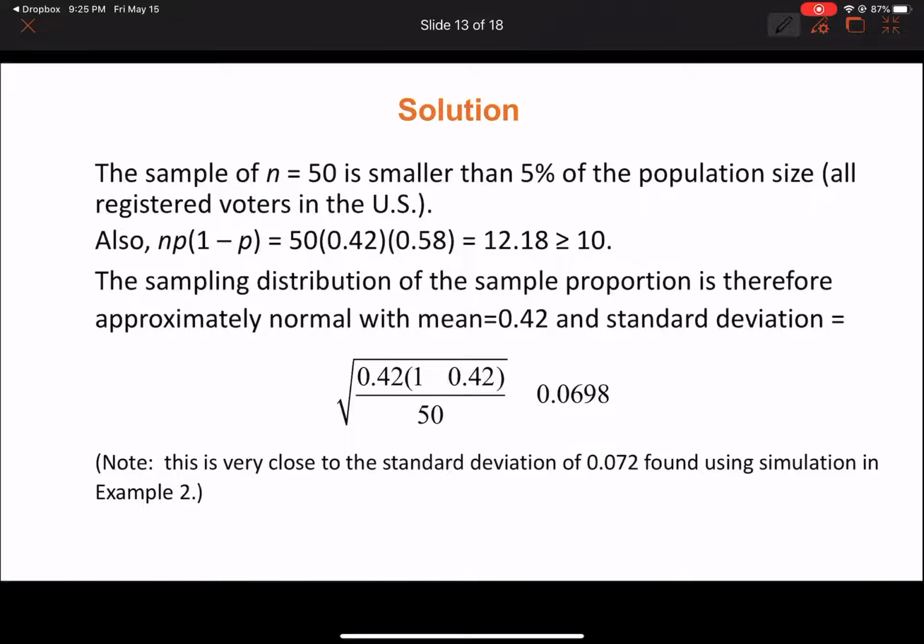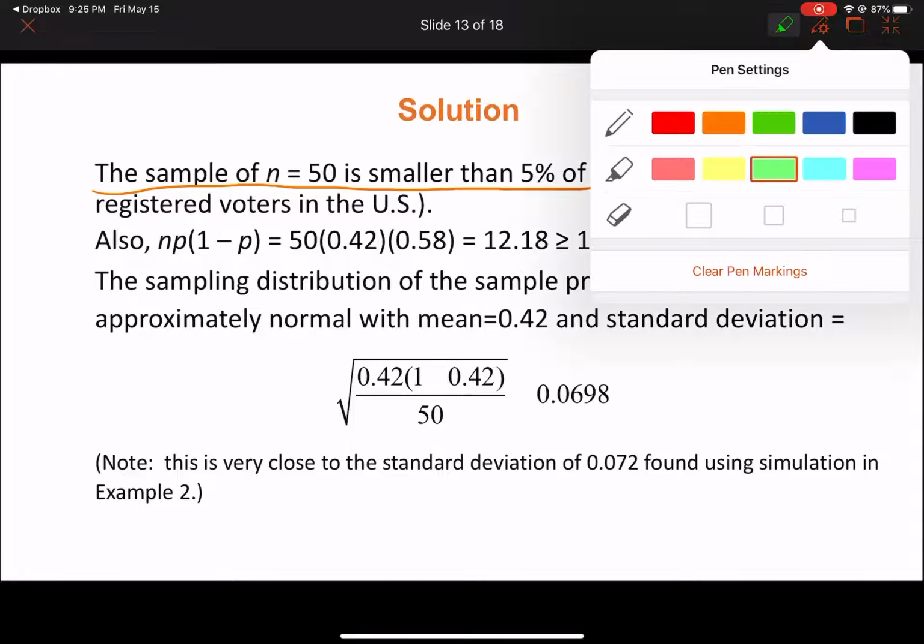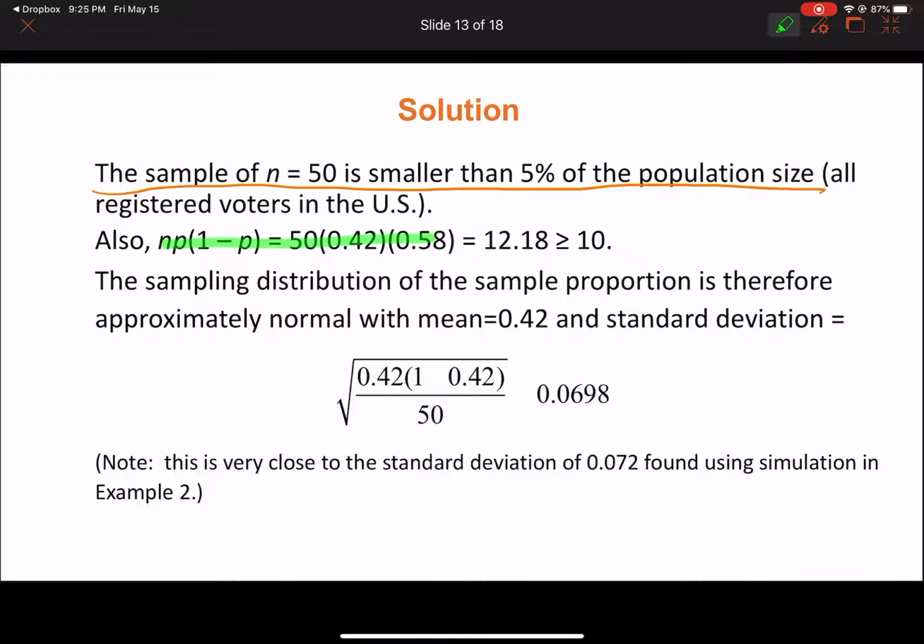Okay, so first, the sample of n equals 50 is smaller than 5% of the population size. So 50 people definitely is smaller than 5% of all the registered voters in the U.S. Next, we've got our np times 1 minus p. We got 12.18. So yes, that's wonderful. That is greater than or equal to 10.